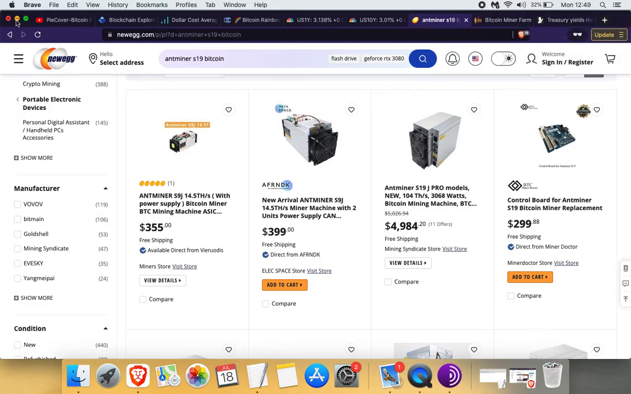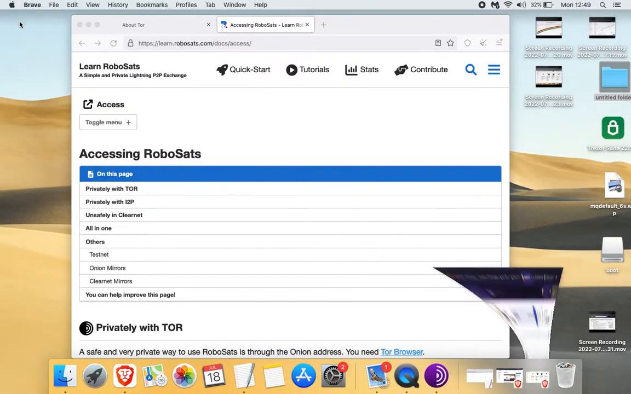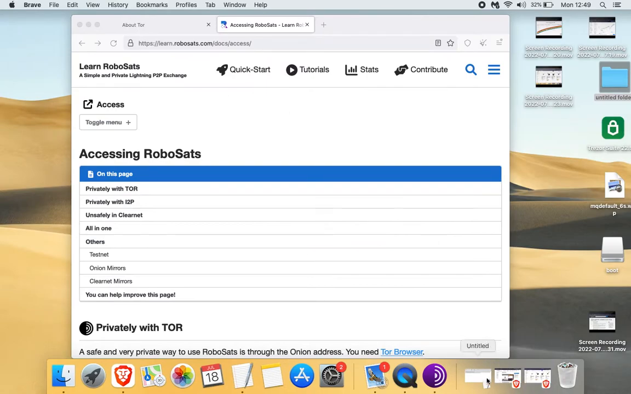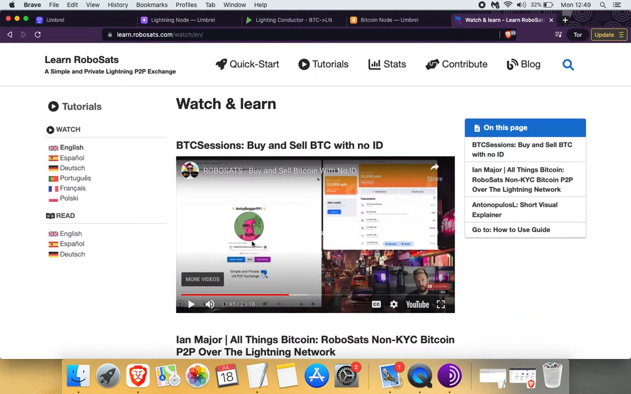And then I'm gonna show you most importantly something I've just come across. It was basically Robosat. Robosat is a really interesting application, which is a website on top of Lightning that allows you to buy and trade Bitcoin with no KYC. So basically, you don't need any KYC. Just go and trade Bitcoin.